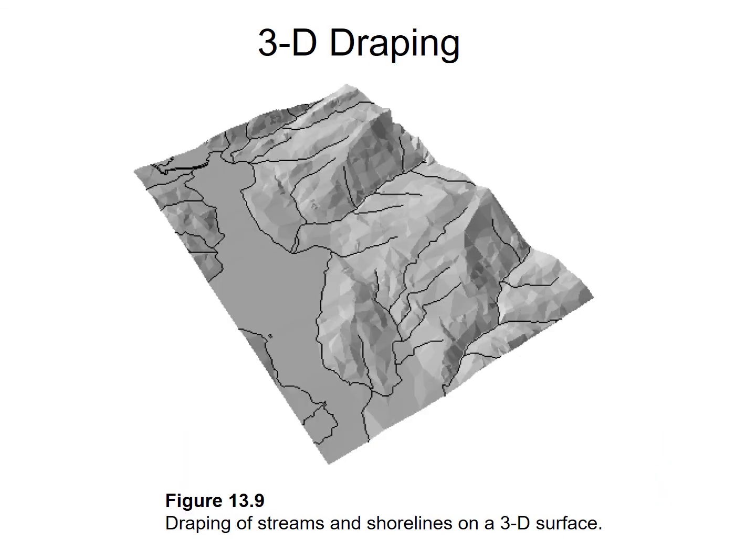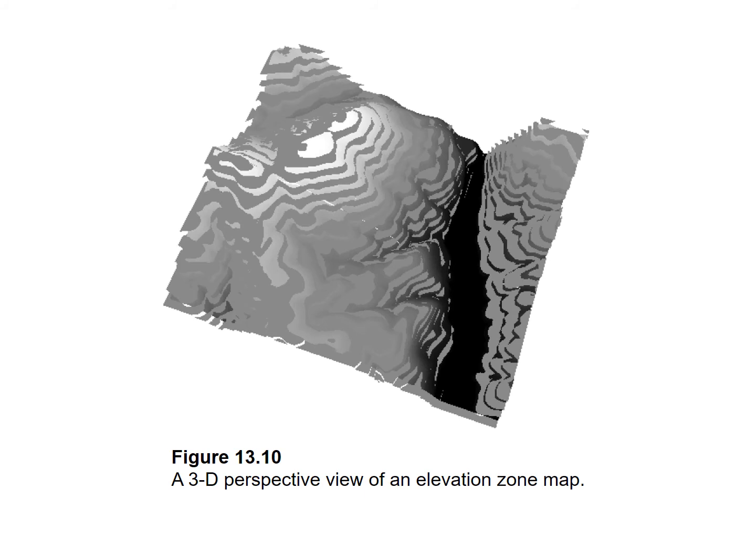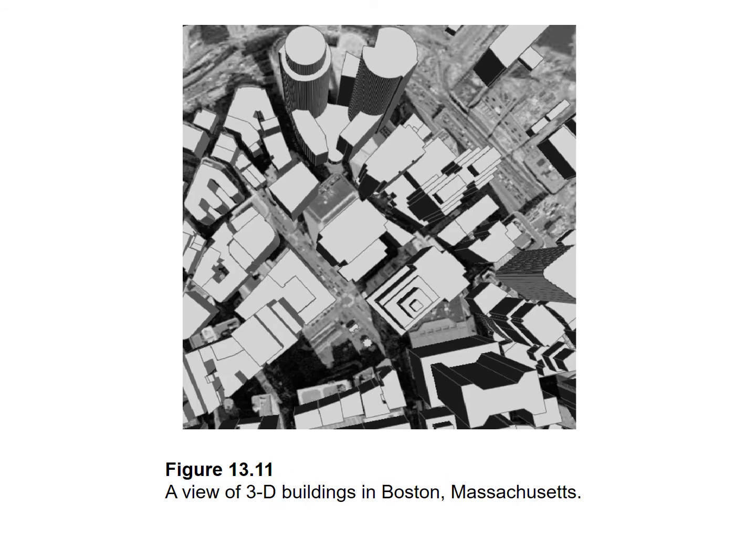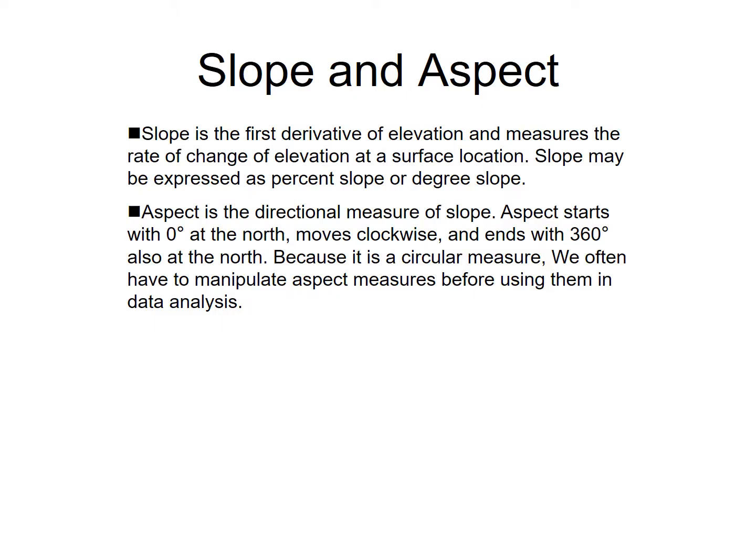You can take other data and drape it over a 3D image and give you a pseudo 3D surface of whatever the feature was. And this was just a really bad 3D perspective view of an elevation map. Where this concept is really interesting is when you start extruding buildings and structures relative to the 3D model.